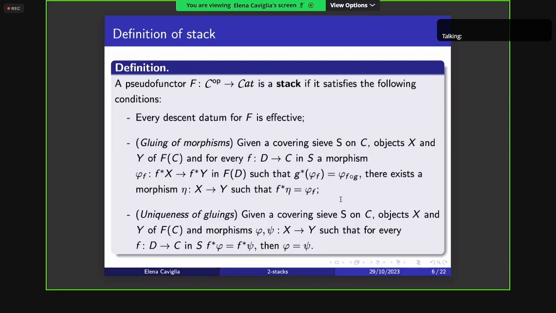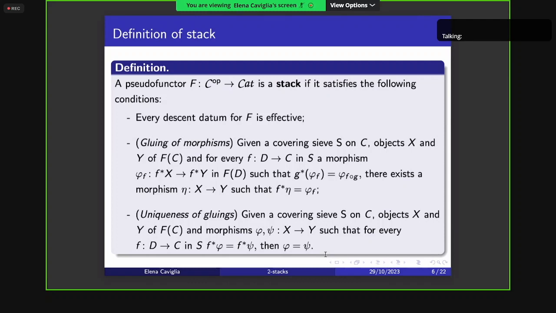And this is saying that every matching family for morphisms has an amalgamation. And then we have another condition, a uniqueness condition, that is saying that if two morphisms agree locally, then they agree globally. And this is saying that the amalgamation that we find is unique. And this definition of stack is very nice, and it's easy to check that something is a stack because the conditions that we have are very explicit.